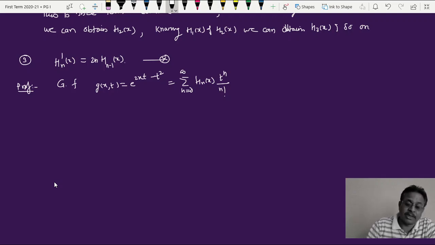Earlier, in the previous case, we differentiated with respect to t. This time you have to differentiate with respect to x.